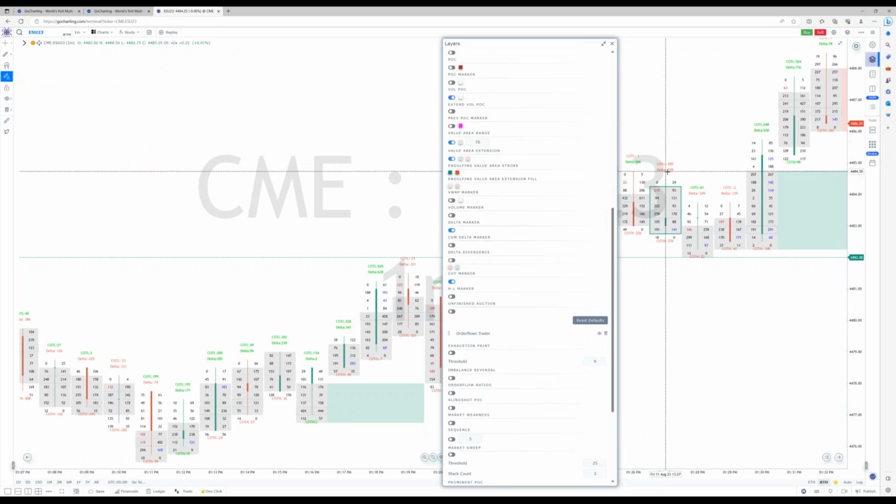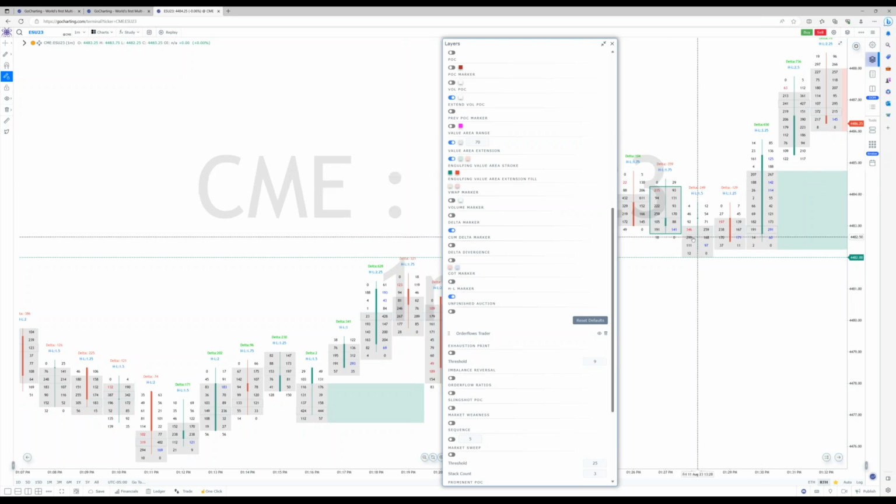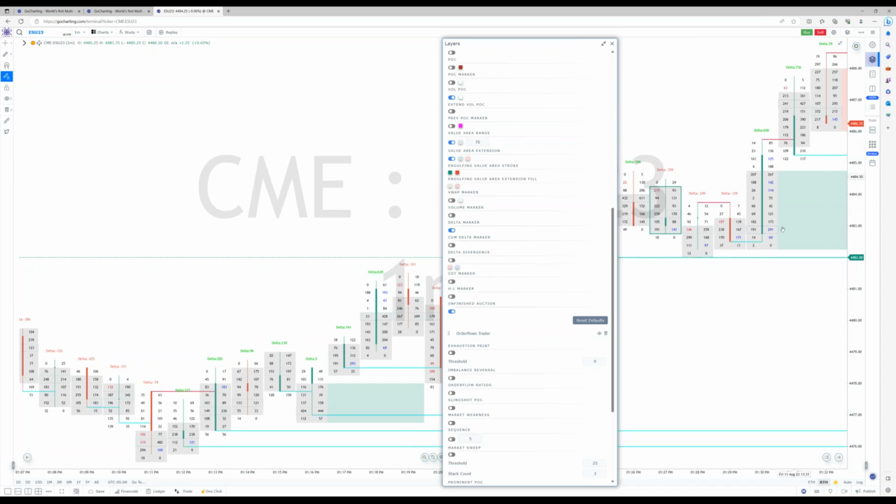COT marker, you just show it right above the bar, right below the bar. High-low marker, basically the distance of the bar, the distance from high to low in ticks. Unfinished auctions, it'll draw that line out from the top of the bar if there's an unfinished auction. So here's a line on top, here's a line on the bottom.